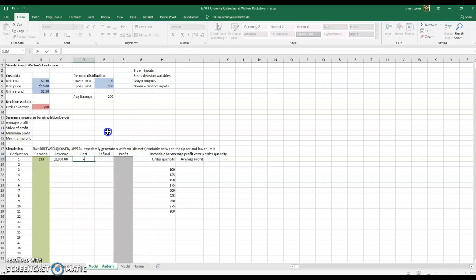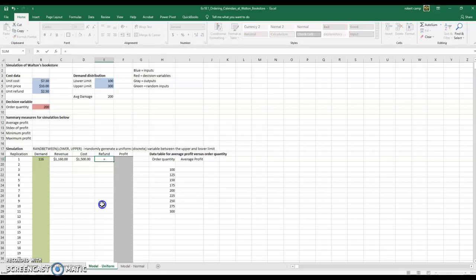So our cost is going to be constant for all these. It's going to be the order quantity, and we'll lock that in, and then we'll multiply that by the unit cost, and we'll also lock that one in. So in our case of 200 order quantity, it's always going to be 1,500. Okay, and we go back to our refund.